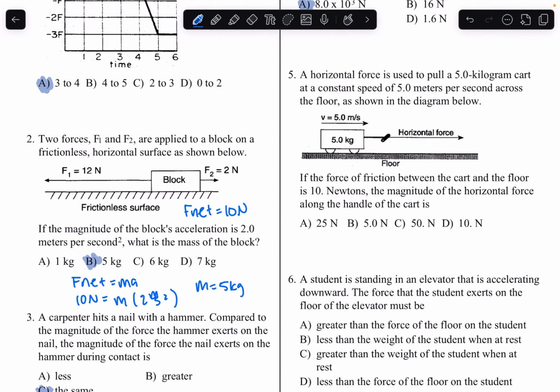5 meters per second across the floor, as shown in the diagram below. If the force of friction between the cart and the floor is 10 newtons, the magnitude of the horizontal force along the handle of the cart is what?